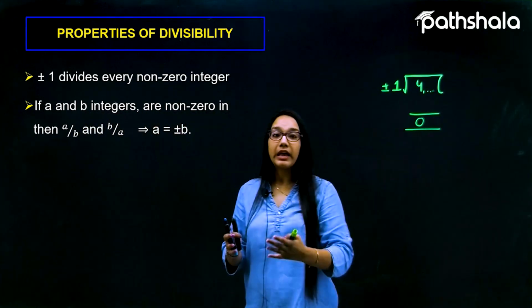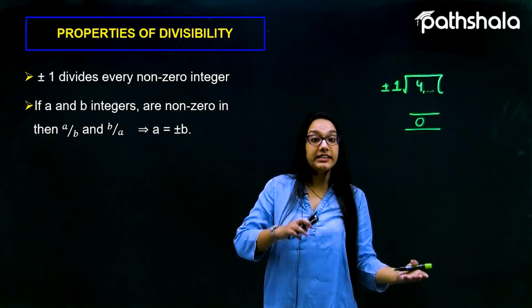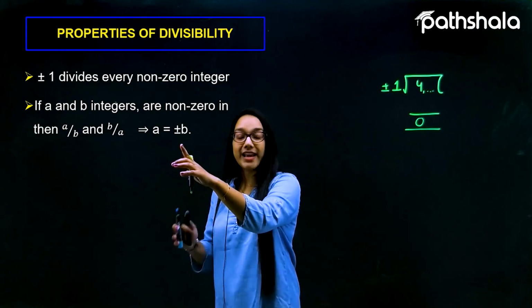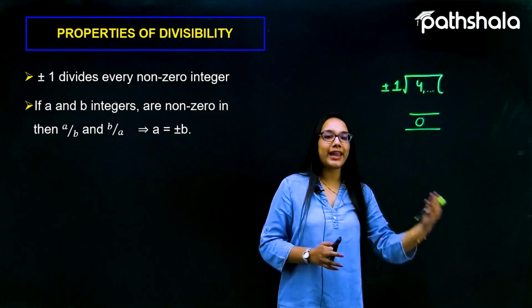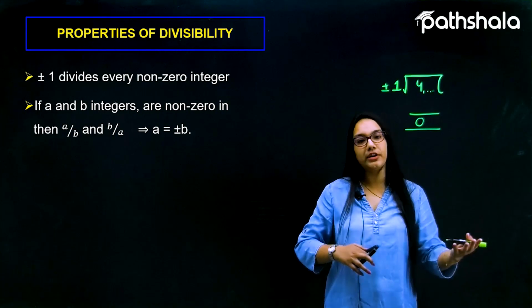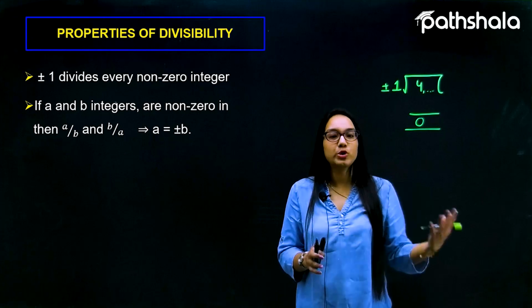When a number A divides B, and moreover the number B is also dividing the number A, then it definitely implies that A should be equal to plus minus B. When a number is dividing another number and the other number is also dividing the first number, they are definitely equal to each other, or we can say they should be of opposite sign.